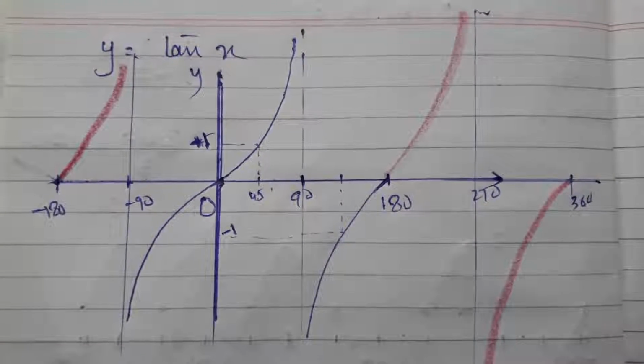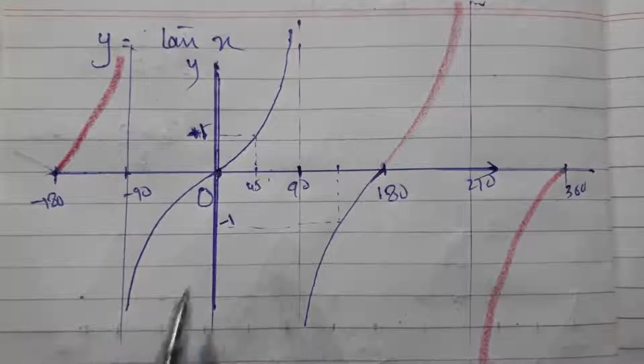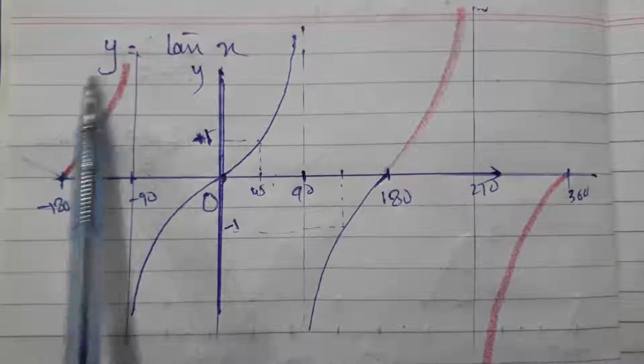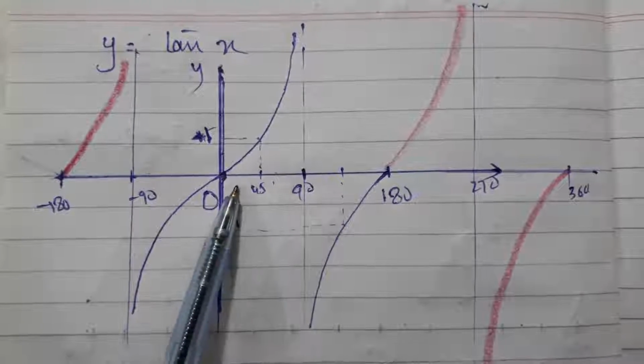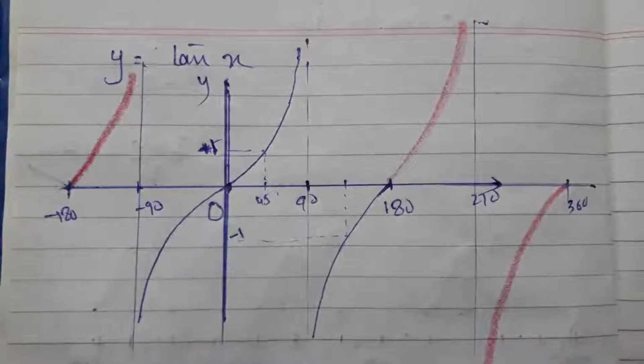Today I will explain the sketch of tan function, the graph of tan functions. I have taken a simple example, y equals tan x. First of all, we know that the cycle period of the tan graph is completed in 0 to 180 degrees.